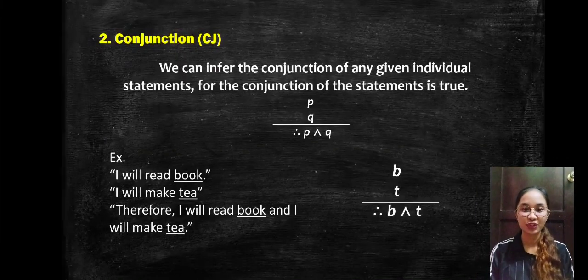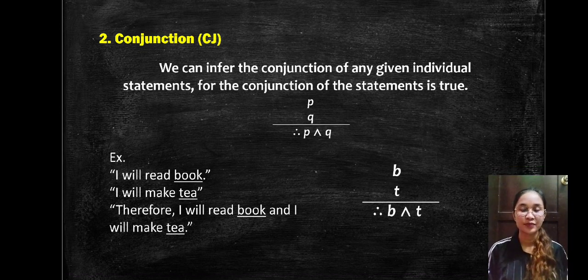Okay, next, conjunction. It is normally shortened as CJ. We can infer the conjunction of any given individual statements, if the conjunction of these statements is true. So we have P. If I have P, I have Q. Therefore, I have P and Q.